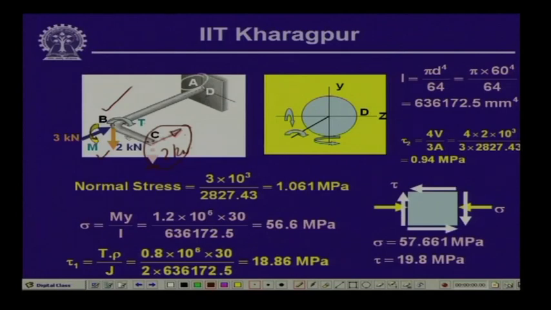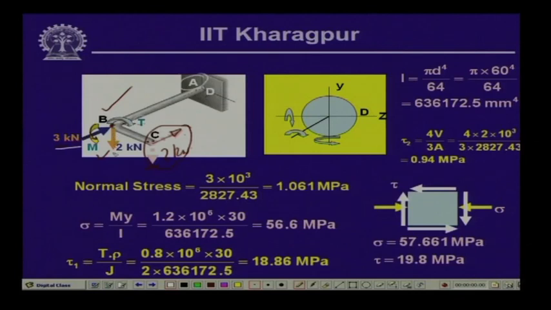So, now if we disregard part BC of the bracket, the member AB is subjected to a vertical load of magnitude 2 kilonewton, a horizontal or axial load of magnitude 3 kilonewton, and a twisting moment T at the tip and a bending moment M at B.